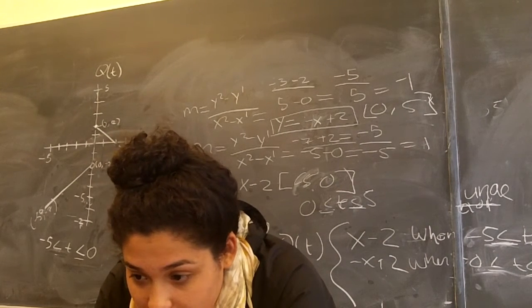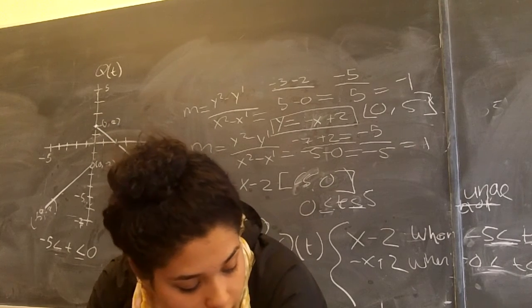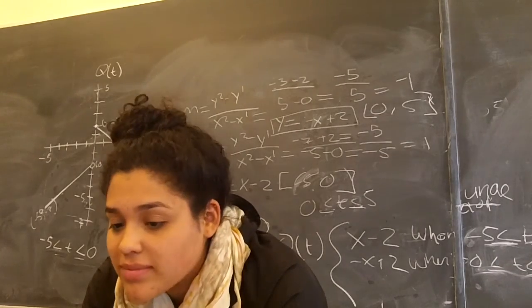Oh, wait. It was okay. So you said T minus 2, right? Yeah, T minus 2. But then you have negative T plus 2. What's another way to say negative T plus 2?